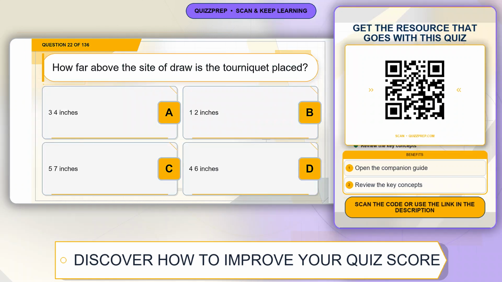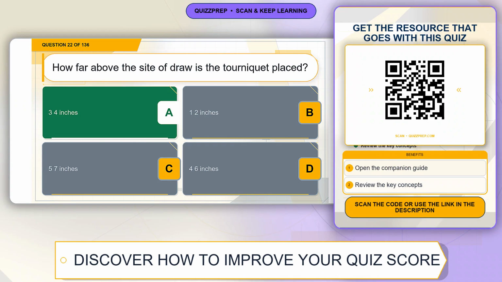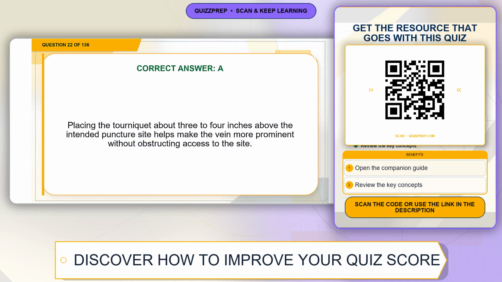Question 22. How far above the site of draw is the tourniquet placed? Option A, 3-4 inches. Option B, 1-2 inches. Option C, 5-7 inches. Option D, 4-6 inches. The correct answer is option A, 3-4 inches. Explanation. Placing the tourniquet about 3 to 4 inches above the intended puncture site helps make the vein more prominent without obstructing access to the site.